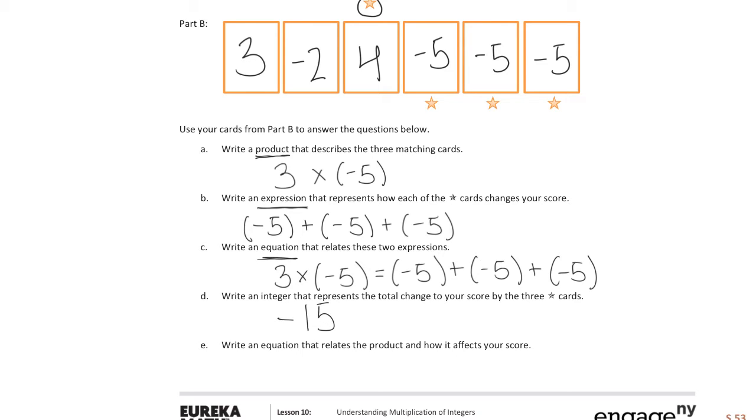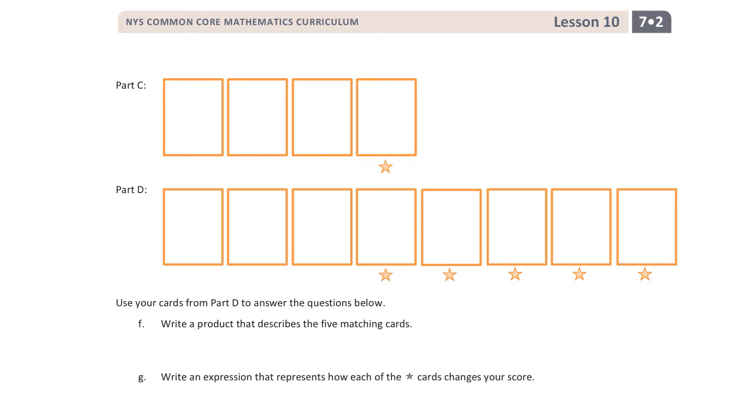For E, it says write an equation that relates the product and how it affects your score. Remember that an equation always has an equal sign in it. So now we are understanding that 3 times -5 gives us a product of -15. All right, let's flip over to the next page.